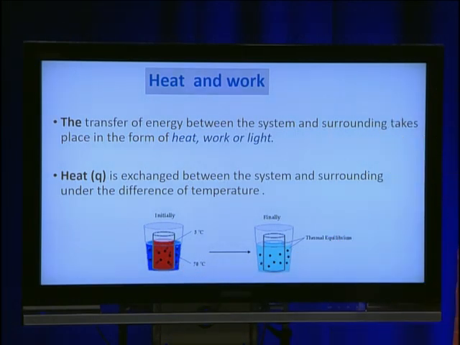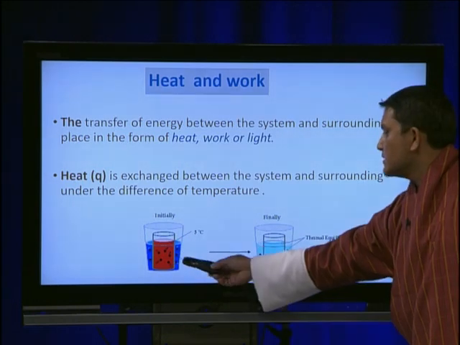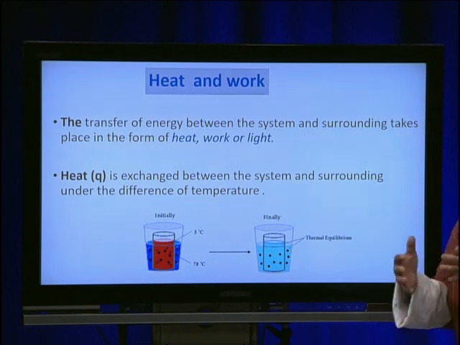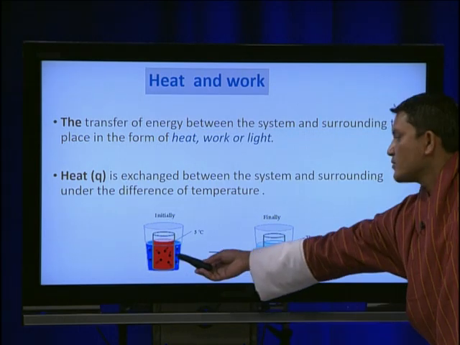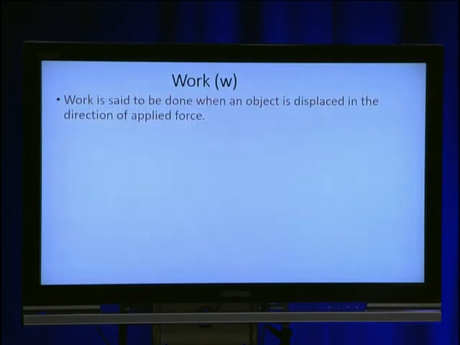Outside we have high temperature, inside we have lower temperature. Let us take this as a system and this beaker outside as a surrounding. So, what will happen is there will be flow of heat from outside to inside. So, it is flowing from surrounding to system. The flow of heat is taking place because of difference in the temperature at 2 points which are in contact with each other. Let us look at what is work.